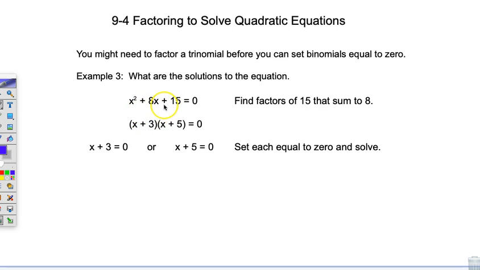Since both of these are addition signs, that means that our binomials will have addition signs. So here it is. Now it looks similar to example 1. We set both of them equal to 0, then we go ahead and either add or subtract on both sides.